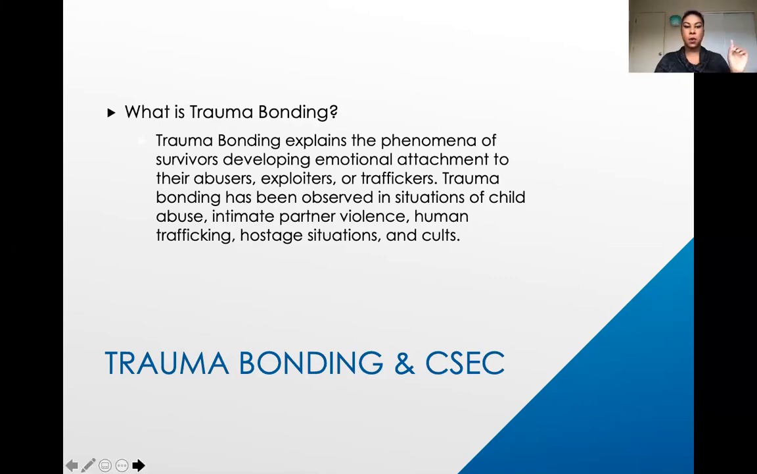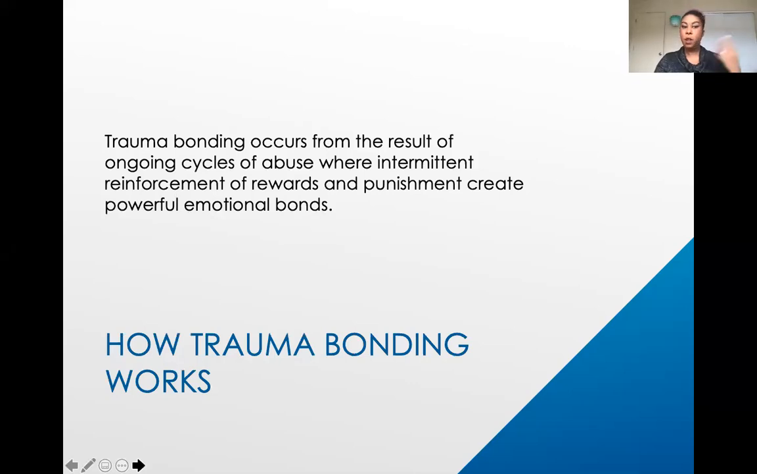And the next slide will go into more about how it works. So how does this work? Trauma bonding occurs as a result of ongoing cycles of abuse where intermittent reinforcement of rewards and punishment create powerful emotional bonds. So one of the things to know is it's kind of like a cycle.